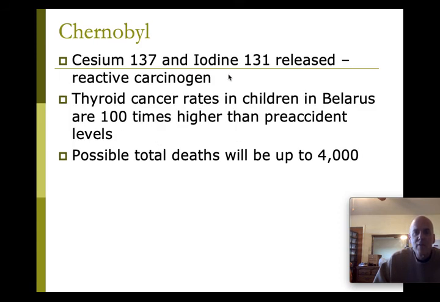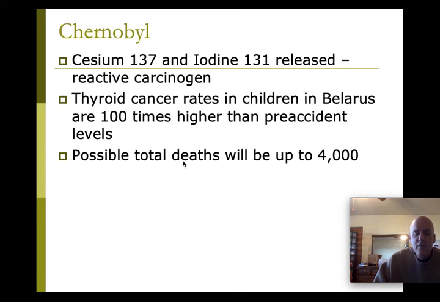Cesium-137 and iodine-131 were released. Both of these are carcinogens. Iodine is picked up by the body and goes into the thyroid gland. So when you have radioactive iodine-131, thyroid cancer is a very big possibility. The thyroid cancer rates in children in Belarus, which is not too far from Chernobyl, are 100 times higher than pre-accident levels. And there's a lot of controversy about this. Different governments say different things, but the consensus outside of Russia at the moment is that eventually up to 4,000 people will probably die from Chernobyl from cancers and things like that.